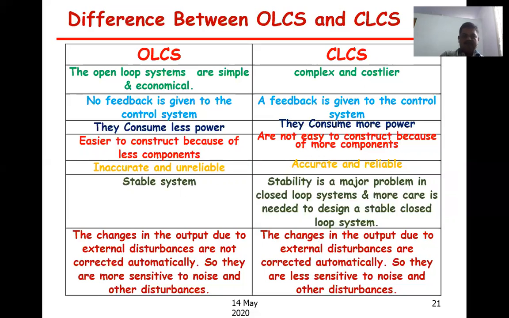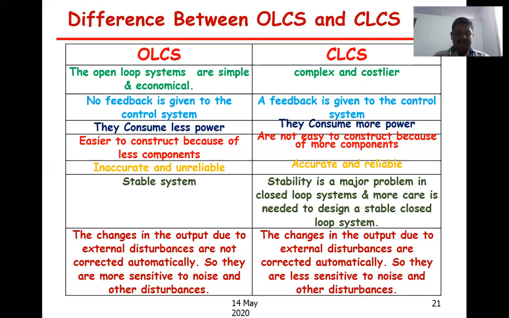Basically, a closed loop control system consumes more power compared to the OLCS. OLCS is easier to construct because of fewer components, while closed loop is a little more complex because of more components. OLCS is inaccurate and unreliable, but compared with the OLCS, the closed loop system is more accurate and more reliable. The open loop control system is stable, but in the closed loop control system, stability is the major problem, and you must take more care to design a stable closed loop system.